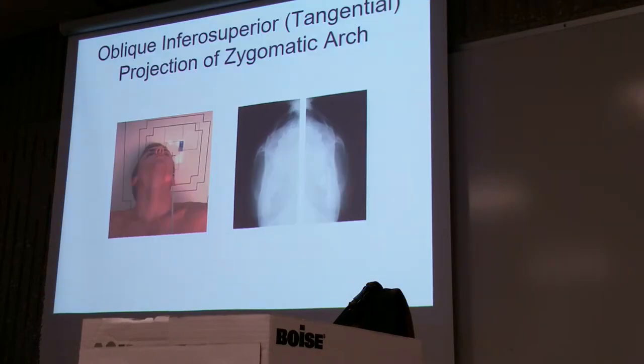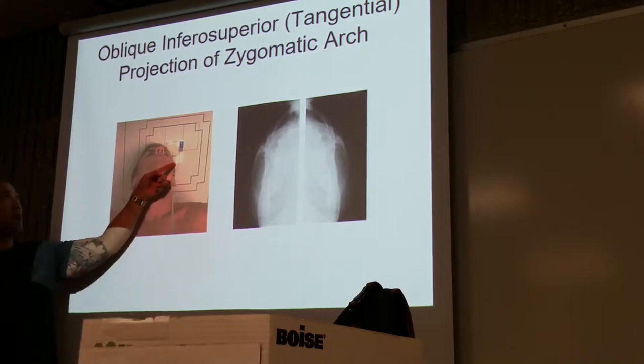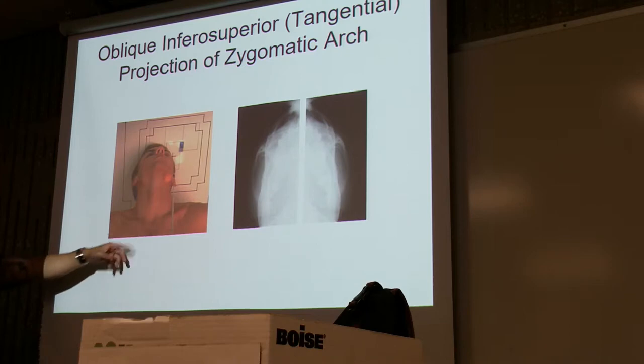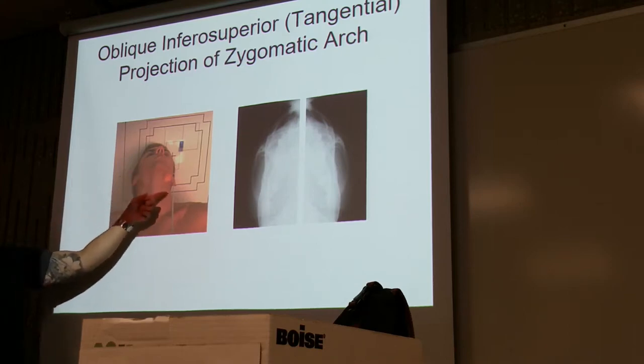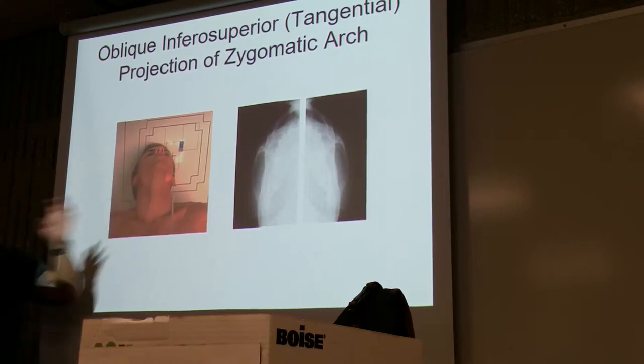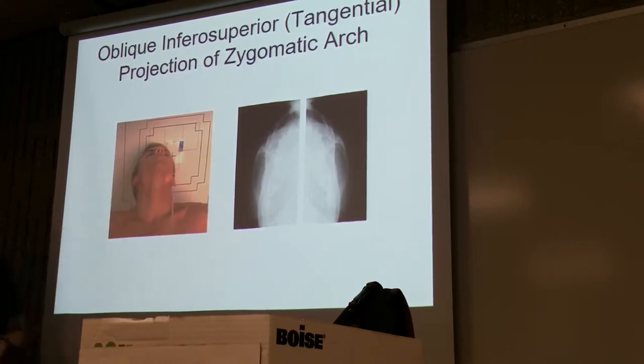All right, here's an example of an oblique infero-superior projection, because we're going from bottom to top. It's tangential because it's skimming the cheekbone. Why is it oblique? Because his head is slightly turned to the side. So it's an oblique position, infero-superior projection. If I want to be more specific, I'm skimming the body part, so it's a tangential projection.